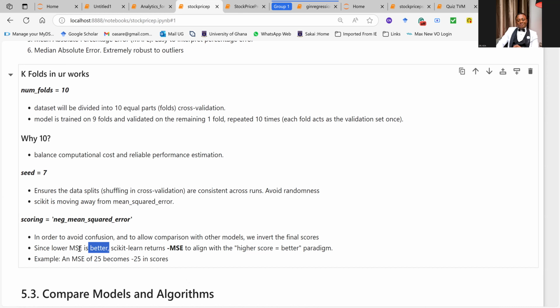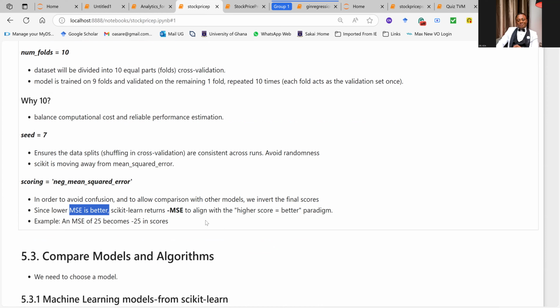This makes sense, because a lower mean squared error is better. You see, the word is error. Error means a lower error is better. But scikit-learn gives you the negative of the mean squared error, so that it will be in consonance with a higher score being better. Because normally the word better is when something is high. You understand what I mean? Otherwise, it's just a matter of taking an absolute value, basically.